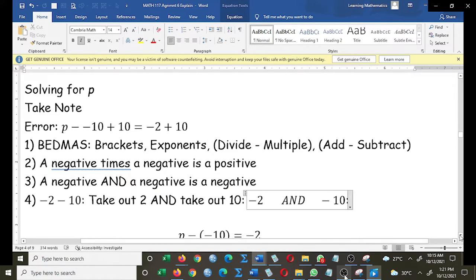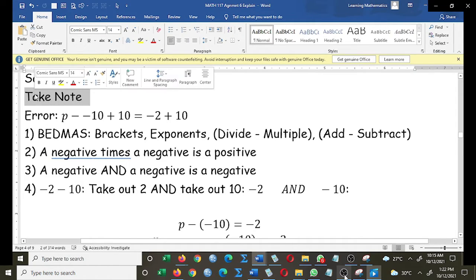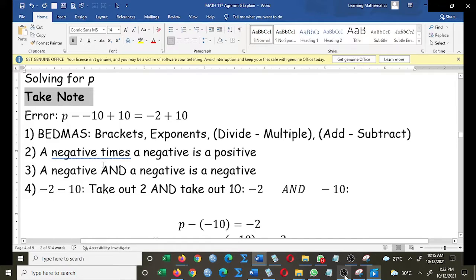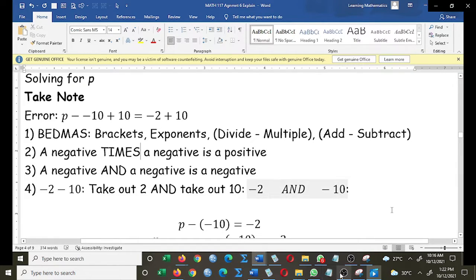And the last part of number 5 still remains a bonus. Okay, these are the notes we have there. Please take note of those 4 points. A negative times a negative is a positive. A negative and a positive is a negative.